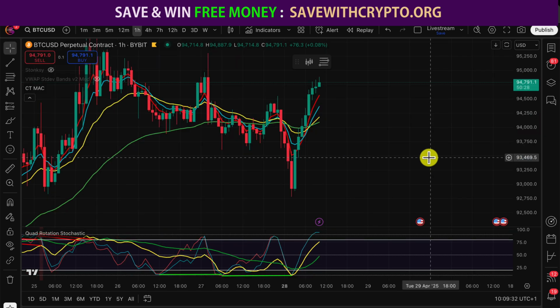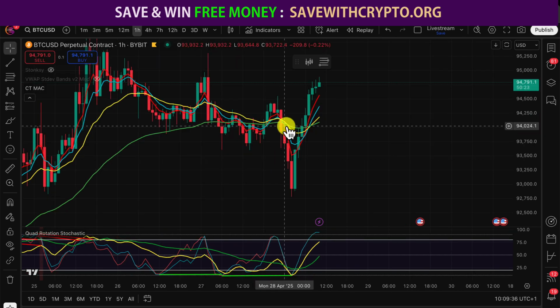And a bit like the example I looked at before, you can see here that the EMAs, the yellow and green one, crossed bearish at 1 o'clock in the morning, and then they crossed bullish this morning at 7 o'clock in the morning, which was 3 hours ago.